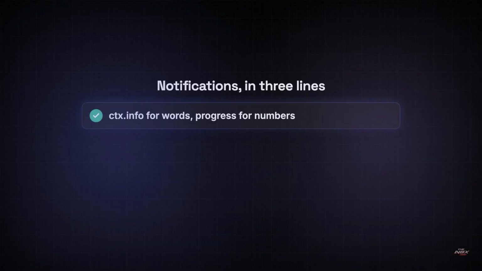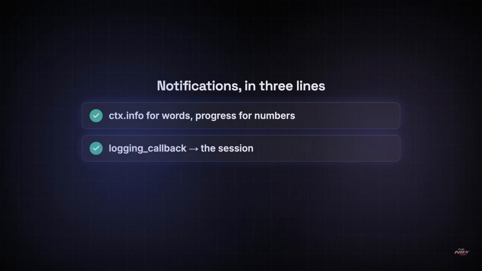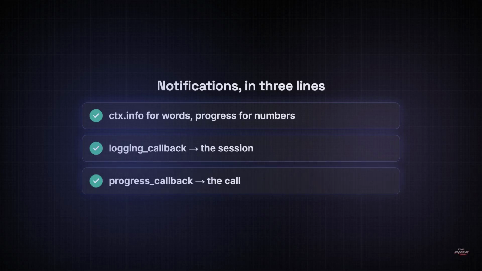Three lines. The server sends ctx.info for words and report progress for numbers. The logging callback is registered on the session, and the progress callback is registered on the individual call.